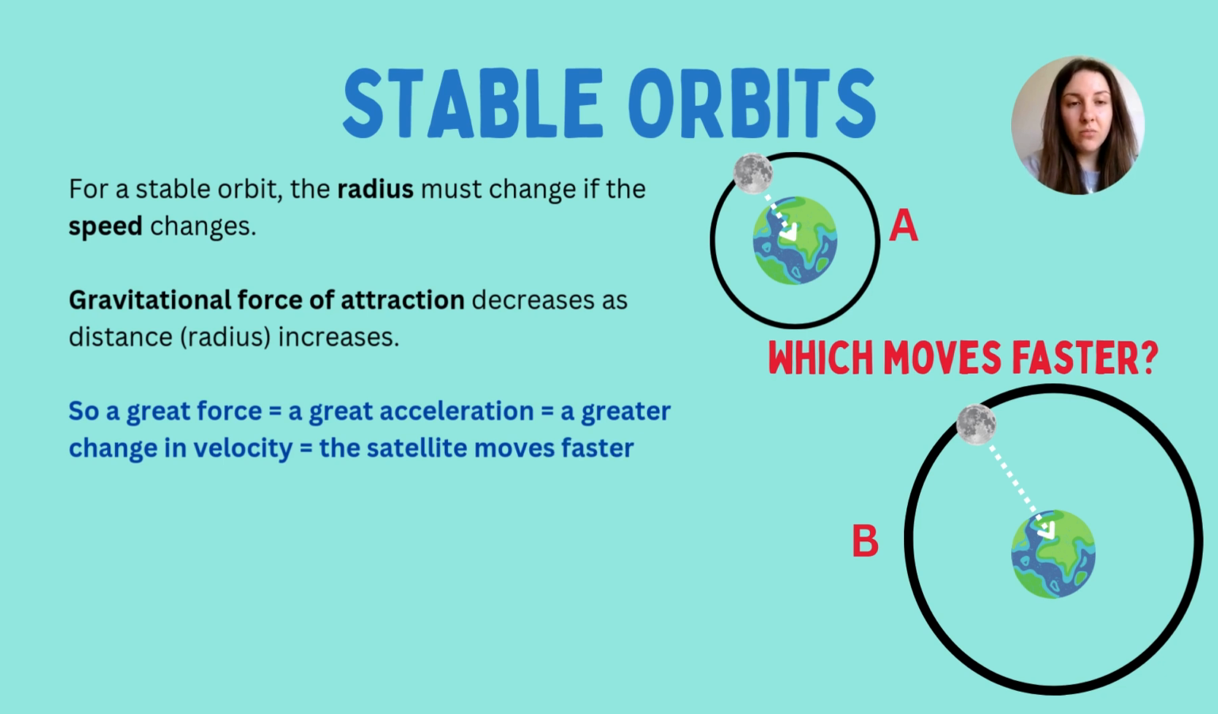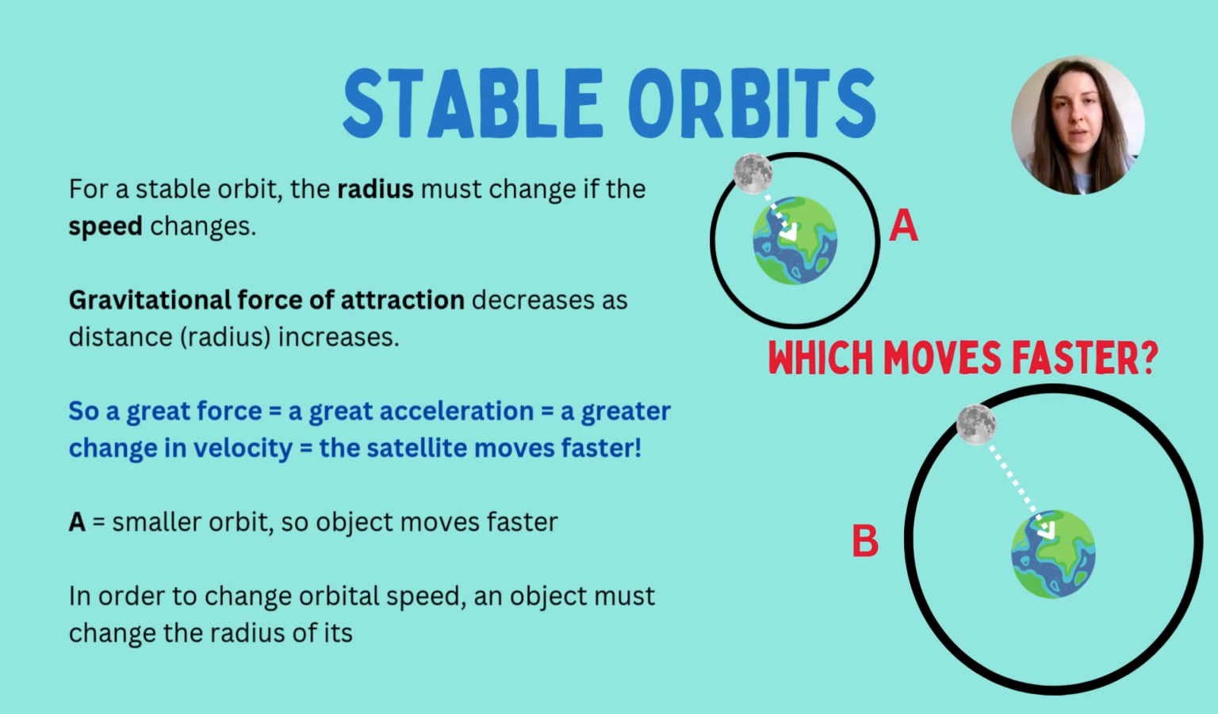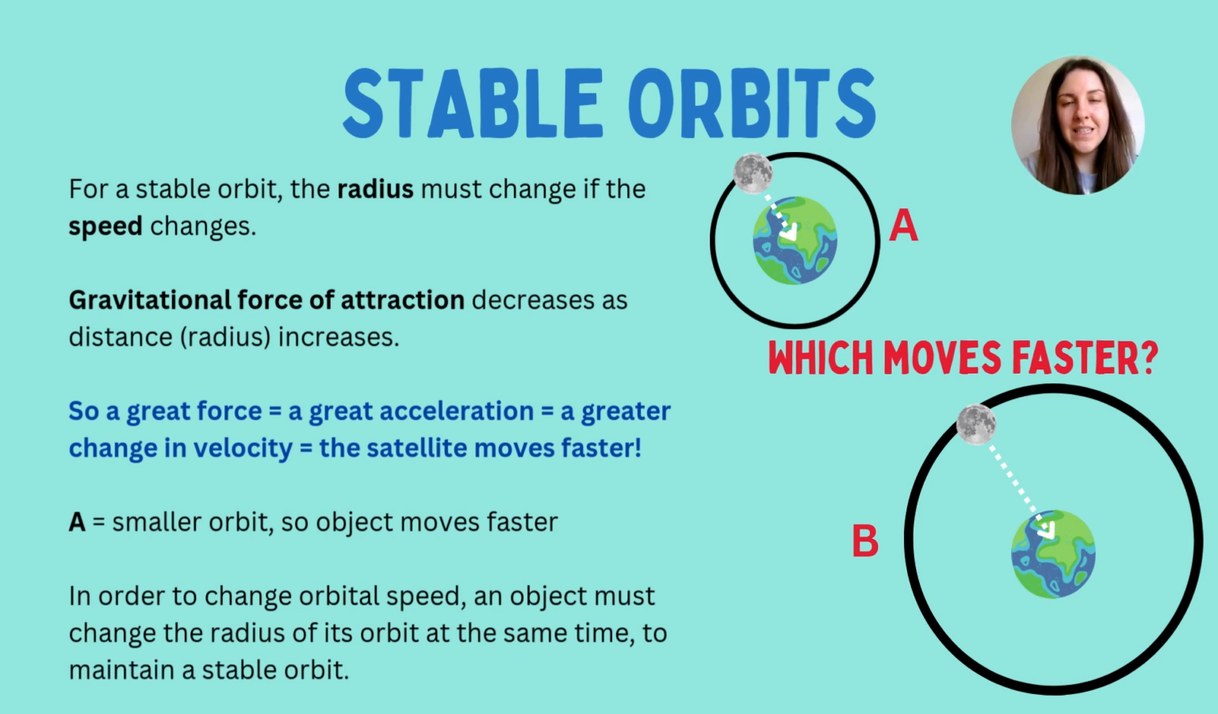So in which scenario, A or B, does the moon, the satellite, travel fastest? Well, it's going to be A, and I'm going to discuss why that is. You need to know that for a stable circular orbit, the radius must change if the speed changes. This is due to gravitational forces of attraction, and they decrease as the distance increases.